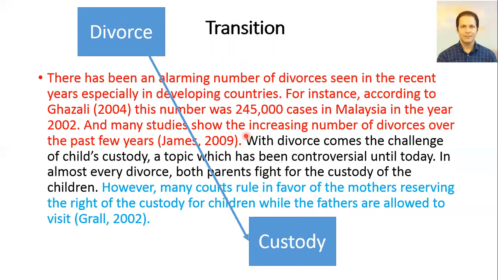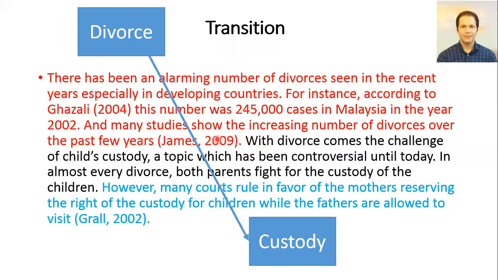Before the transition, we talked about divorce, the number of divorces in Malaysia, and the increasing number of divorces. And after the transition, we talked about child custody as the topic of this study. Now, I needed a transition to link these two ideas together. Of course, it doesn't mean that your paper must necessarily have a transition. Maybe you can start with giving information about child custody as the attention getter. Then in this case, basically you do not need the transition.